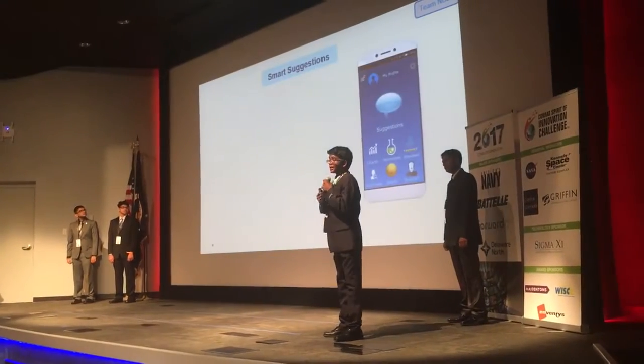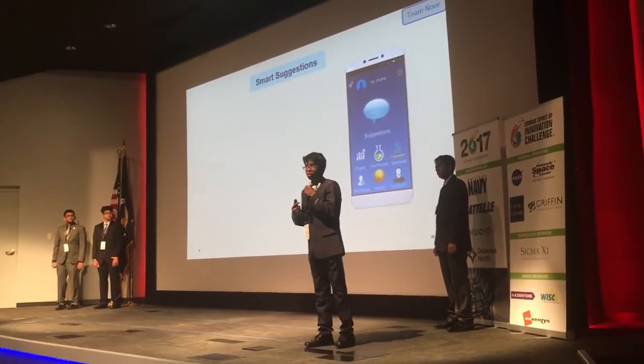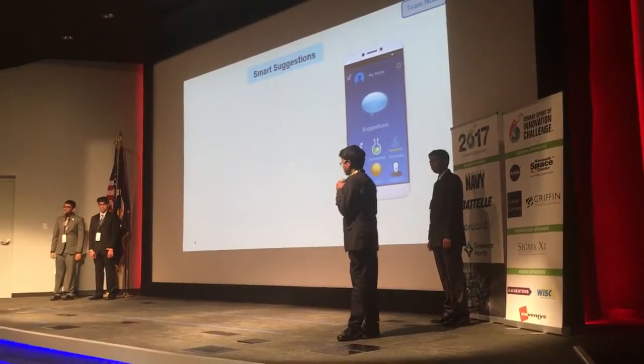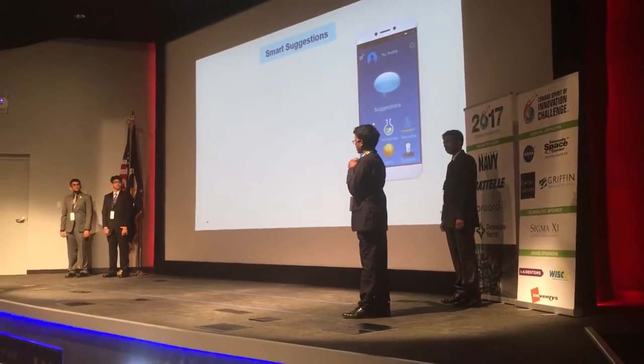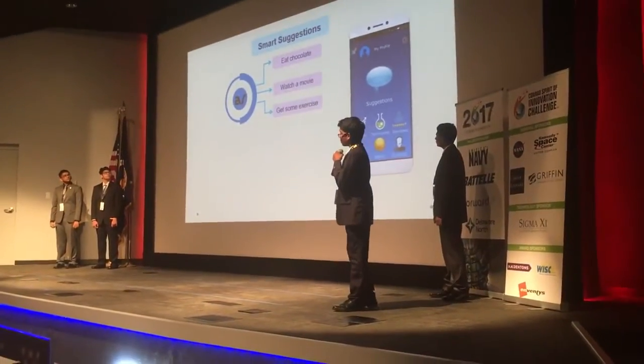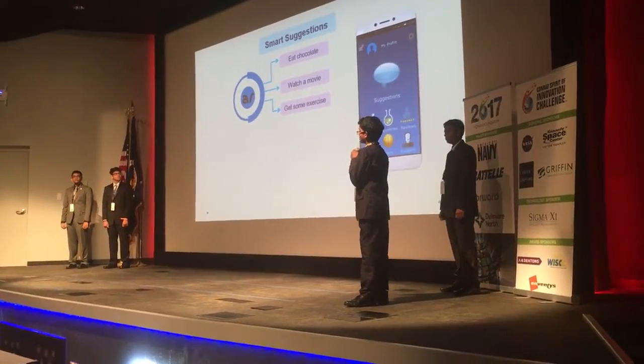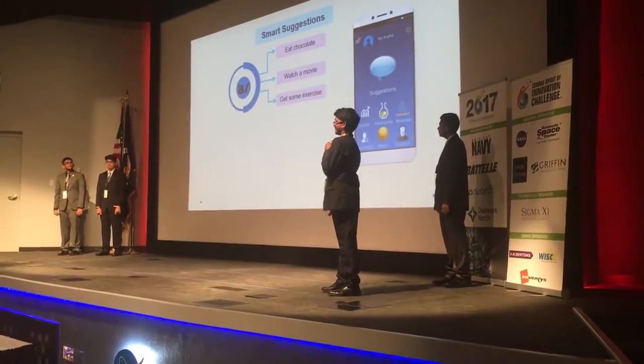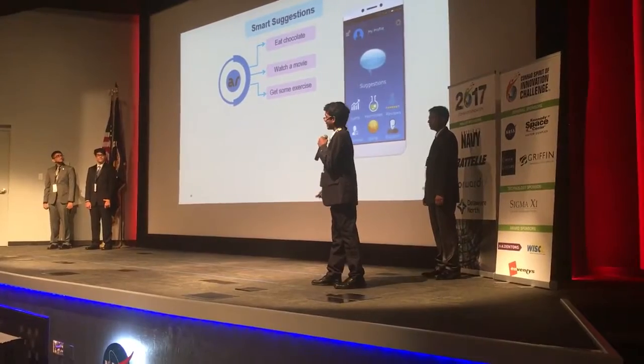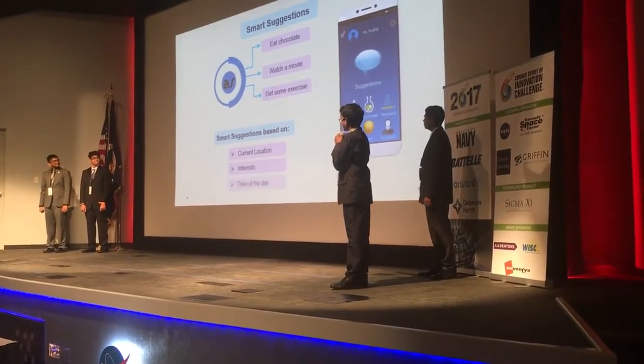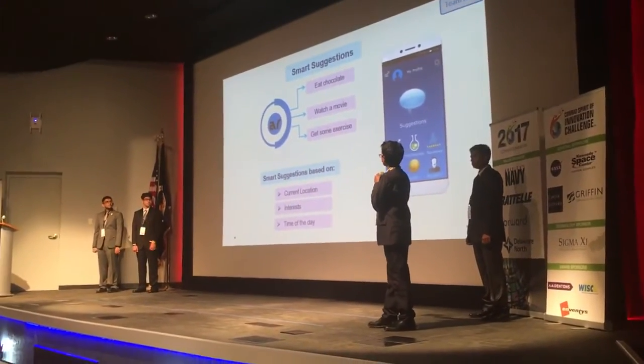And when the app detects that Jack's hormone levels are lower than normal values, then it will provide suggestions to increase these levels, like eat chocolate, watch a movie, or get some exercise. And all these will be based on his location, interest, and time.